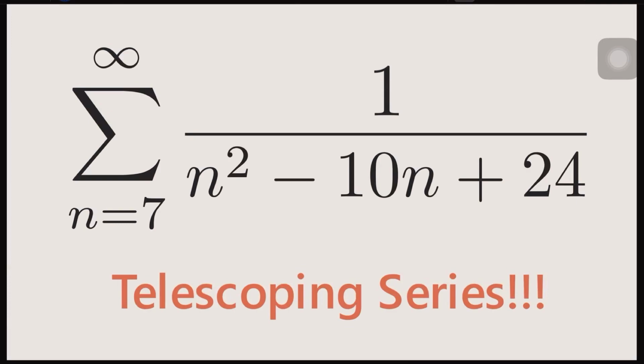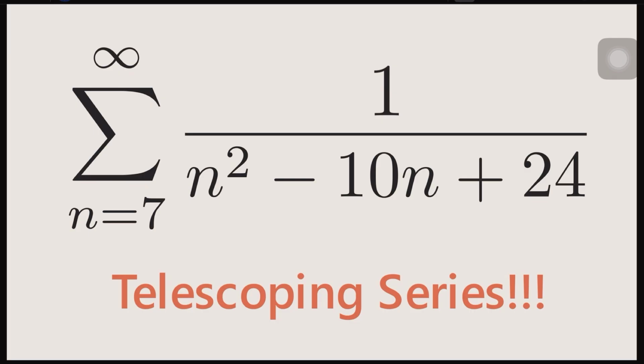Hello, I'm back with another problem from my previous quiz B on series and sequences. For this problem, we're looking for the sum of this infinite series where the nth term is given by 1 over n squared minus 10n plus 24, running from n equals 7 to infinity.